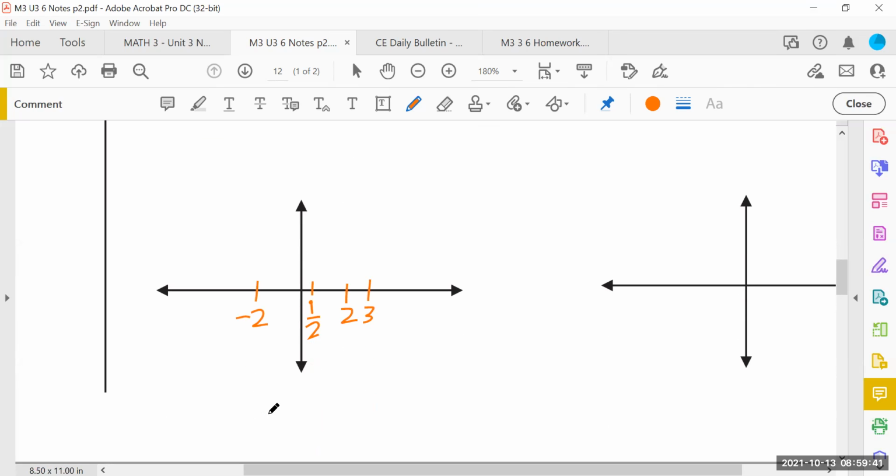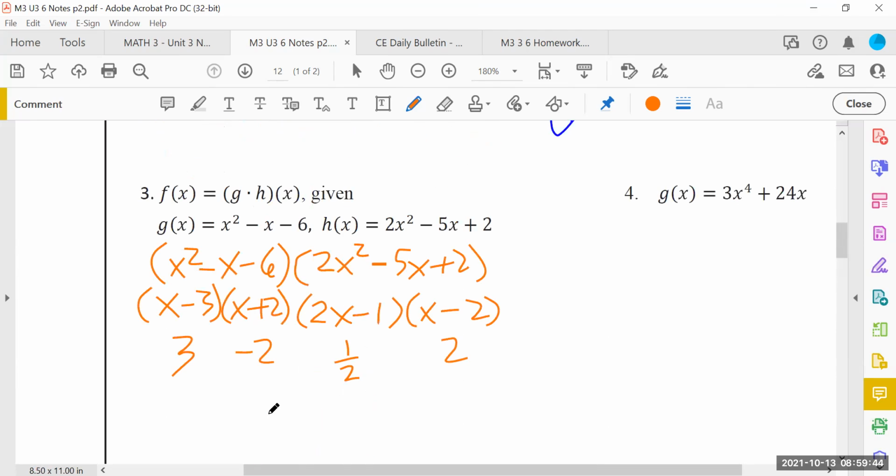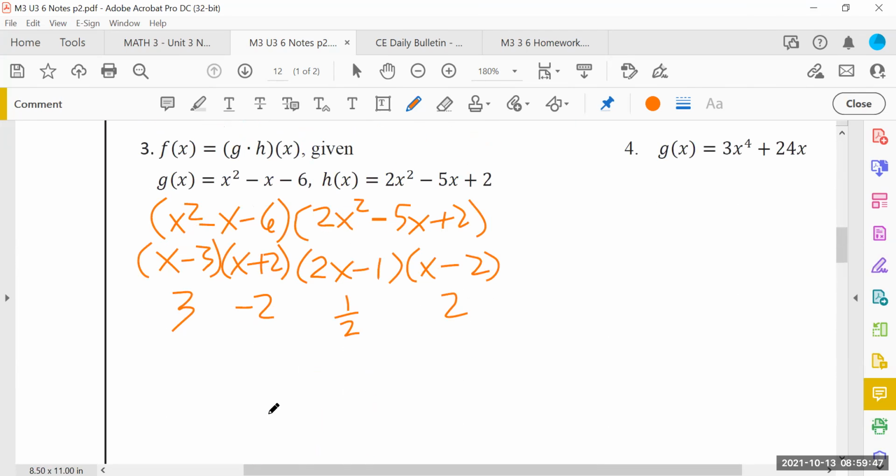So now, last thing I need, y-intercept and end behavior. How am I going to find the end behavior for this? Anybody have any ideas? So I really don't want to multiply everything together, right? That would take a long time to do that 3 by 3 multiplication. Which ones are the most important? Yes, the highest degree from this one, highest degree from this one.